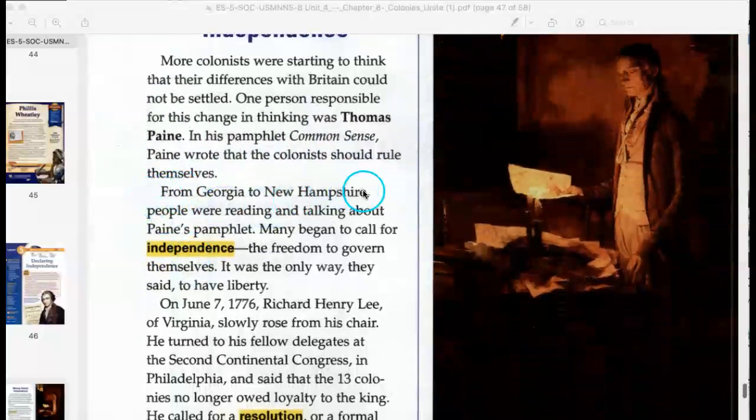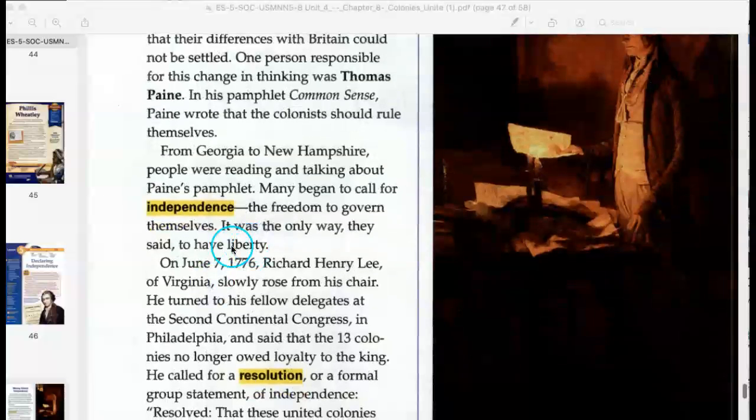From Georgia to New Hampshire, people were reading and talking about Paine's pamphlet. Many began to call for independence, the freedom to govern themselves. It was the only way, they said, to have liberty.